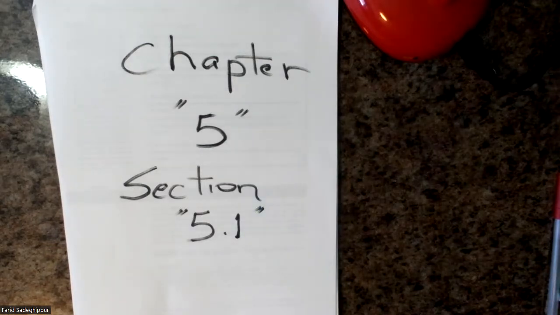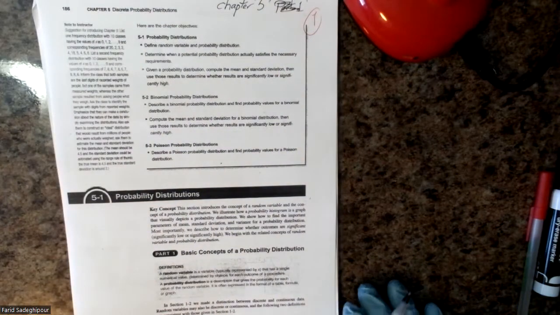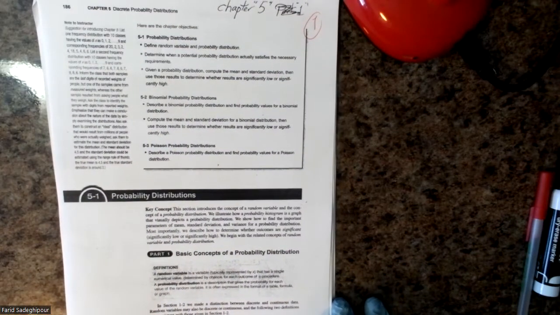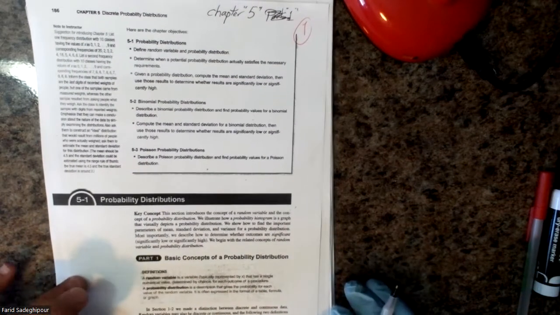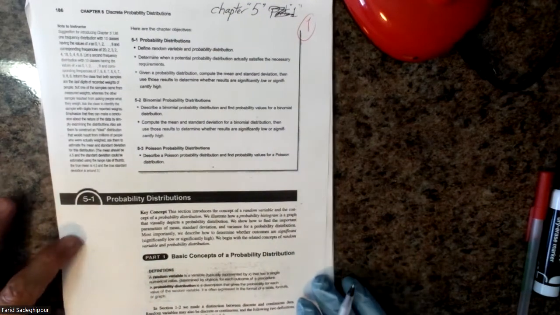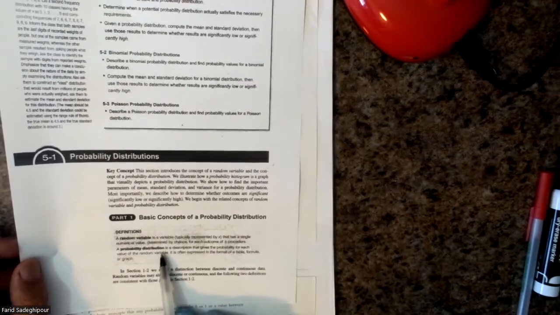Chapter 5, Section 5.1. This section is about probability distribution. In probability distribution, we talk about random variables and probability distributions.